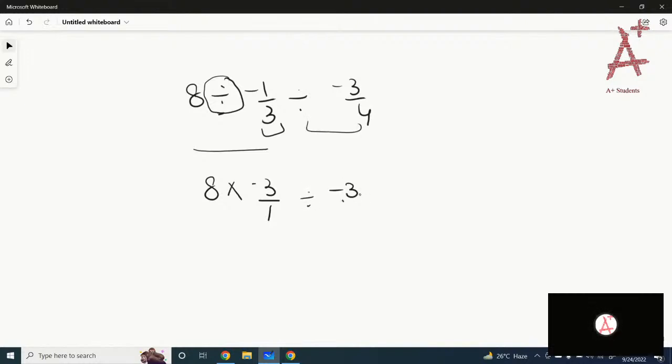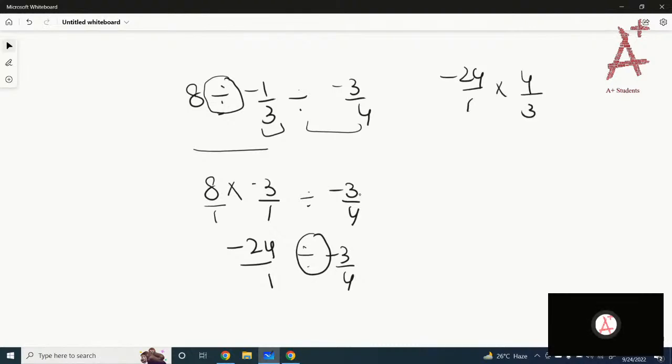Got it? Okay, then you have to multiply numerator times numerator. It would be negative 24 by 1 divided by negative 3 by 4. Got it? Now you have to replace this division sign with multiplication by taking the reciprocal of this one. So negative 24 by 1 multiplied by negative 4 by 3.